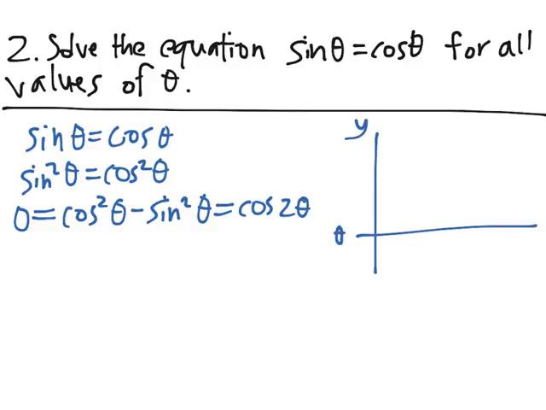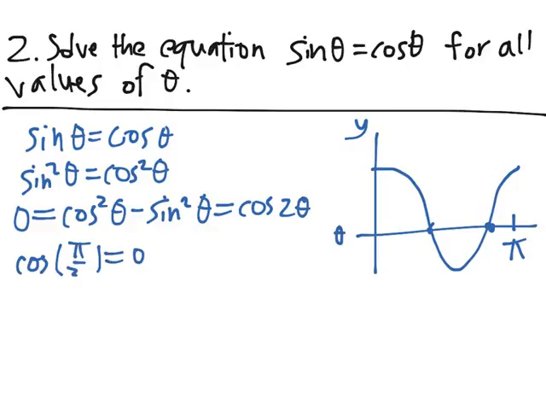It'll look something like this, except it's cosine of 2 theta instead of cosine of theta, so the period is going to be pi instead of 2 pi. So this will be at pi. This graph shows us that there should be 2 solutions between 0 and pi, one here and one there. Now we know that cosine of pi over 2 is equal to 0, and also that cosine of 3 pi over 2 is equal to 0.